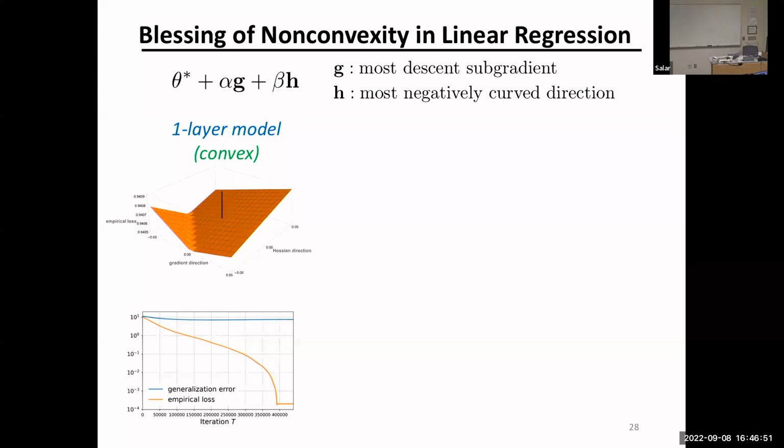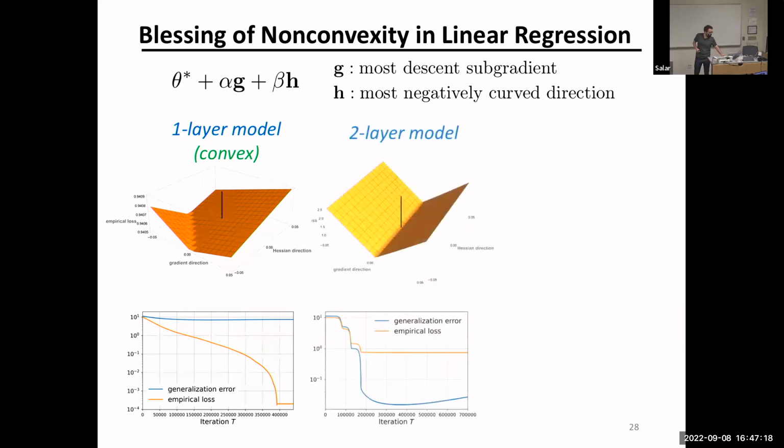You can see that here, this is the empirical loss. It goes all the way to 0. But the generalization error, and by generalization error, what we mean is the distance between the solution we get and theta star, it doesn't go down. Now, let's see what would happen if you add one more layer.